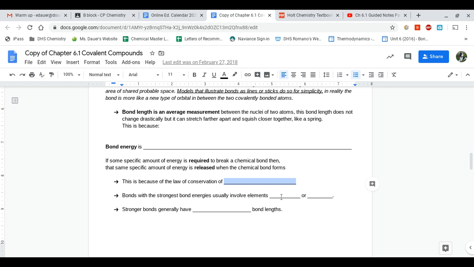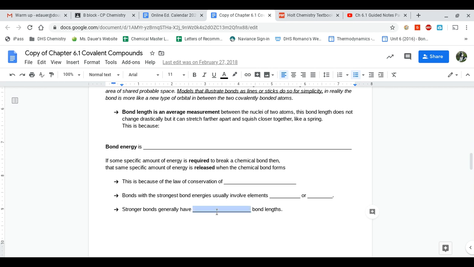All right, our next directional arrow: bonds with the strongest bond energies usually involve the elements hydrogen or fluorine. So you can have H or F. This is particularly for covalent bonds. We're going to talk about this on Monday when we delve a little bit more into electronegativity, because fluorine is going to be the most electronegative atom. But one of the things that we'll talk about with these atoms is they have some extremes. So fluorine is an extreme in that it's the most electronegative. Hydrogen is an extreme in that it is the smallest atom that we can work with.